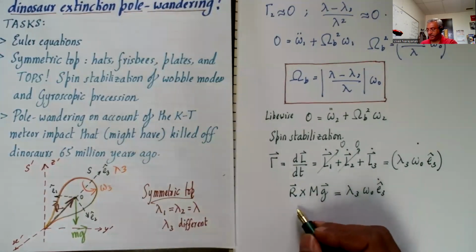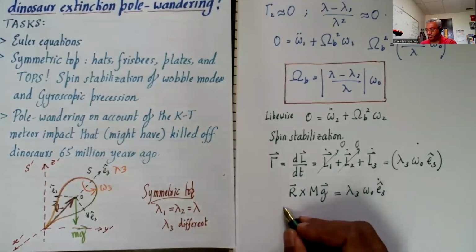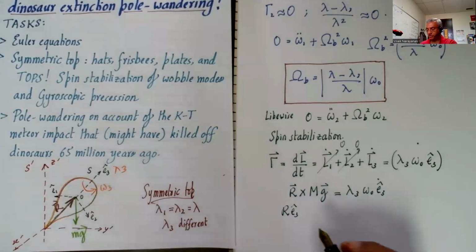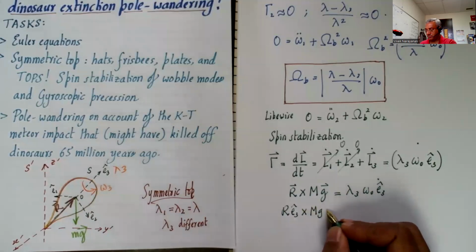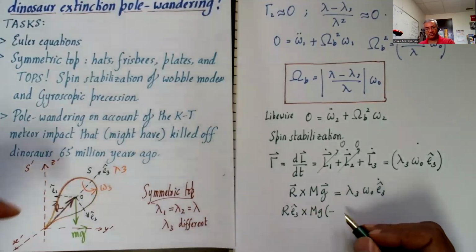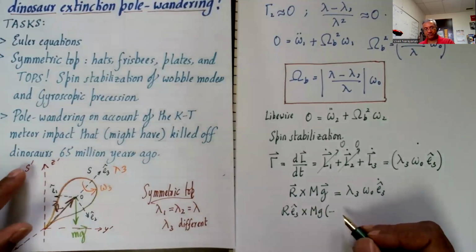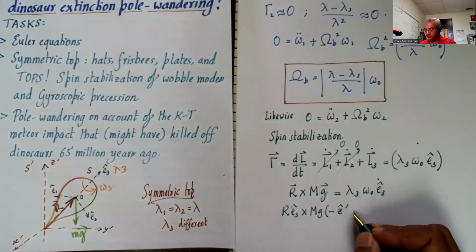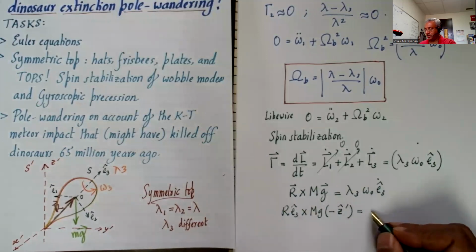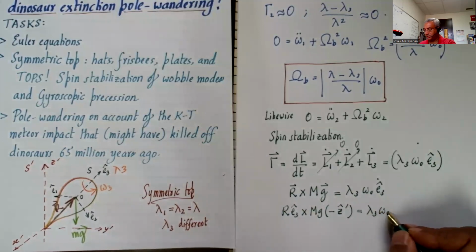Okay, so now I can write this vectorially. This is going to be R in the E3 direction, because R vector is along the E3 direction, cross mg. But the g vector is in the negative z direction of the S prime frame, so I'm going to write this as negative z prime. And that is going to be lambda 3 omega naught E3 dot.